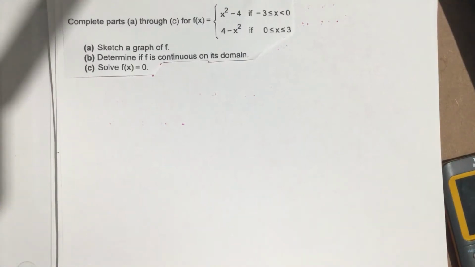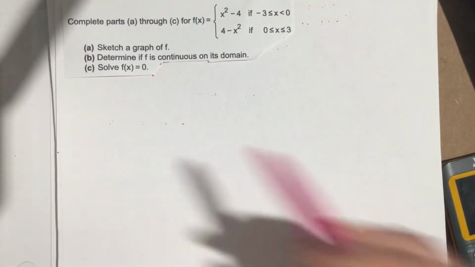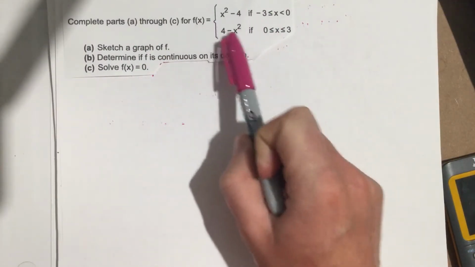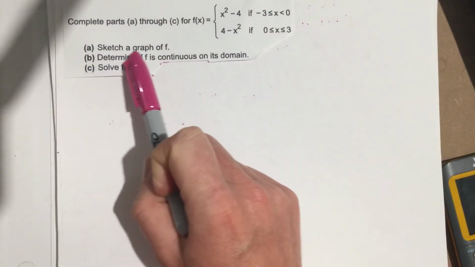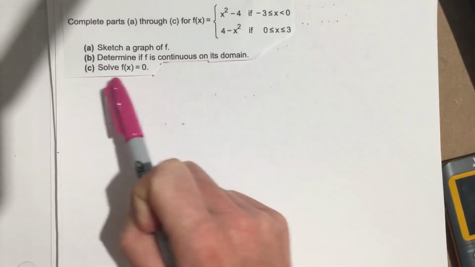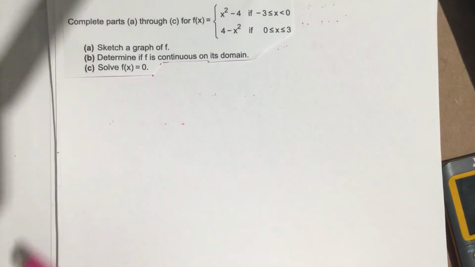This is problem number 9 from section 4.2. In this problem it says complete parts A through C for f of x, which is this piecewise function. It wants us to sketch a graph of f, determine if f is continuous on its domain, and then solve for the zeros for this function. Let's start by drawing a coordinate plane.